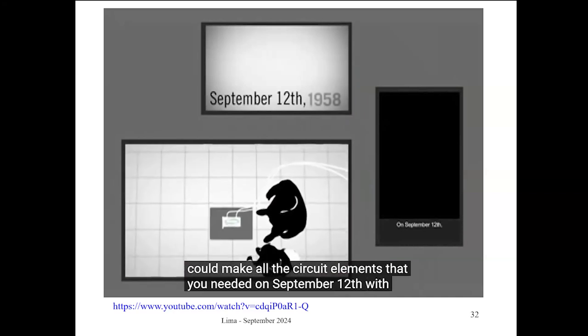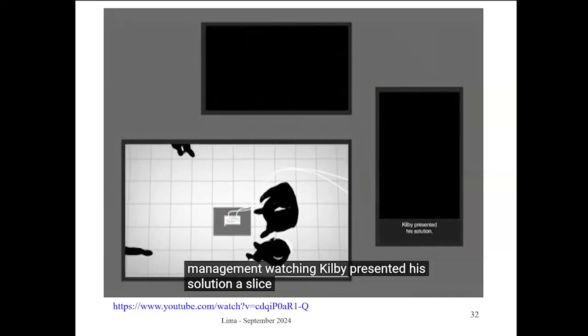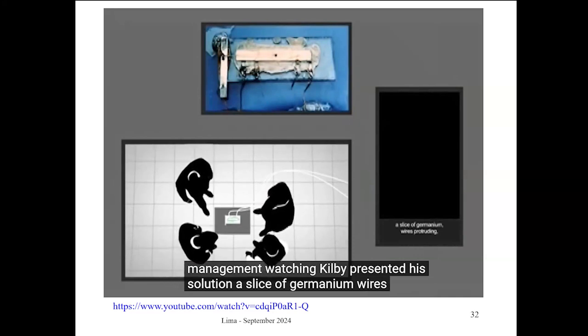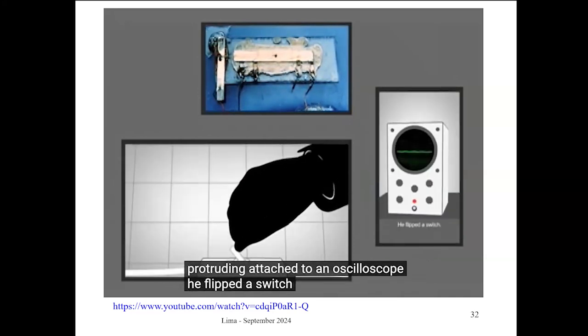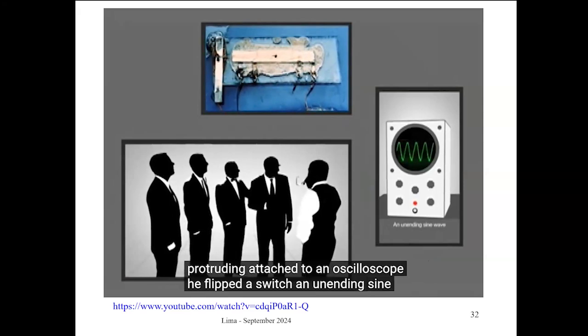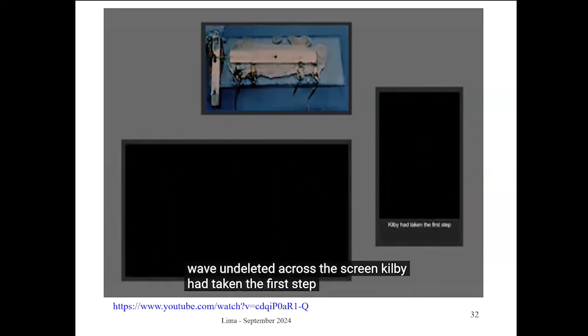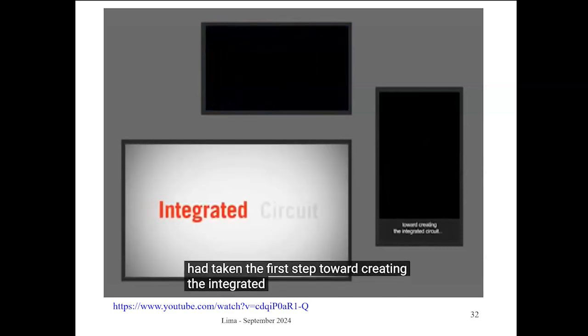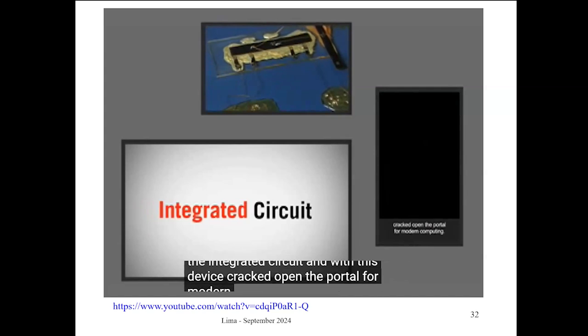On September 12th, with upper management watching, Kilby presented his solution. A slice of germanium, wires protruding, attached to an oscilloscope. He flipped a switch. An unending sine wave undulated across the screen. Kilby had taken the first step toward creating the integrated circuit, and with this device, cracked open the portal for modern computing.